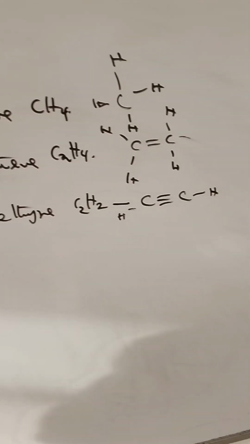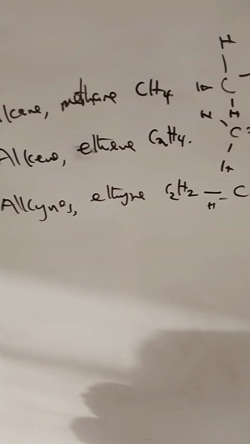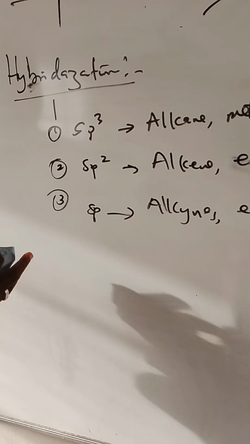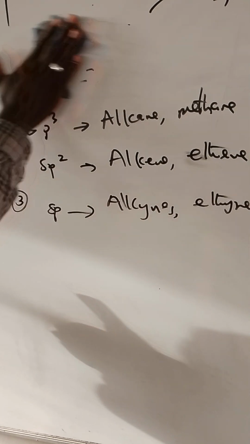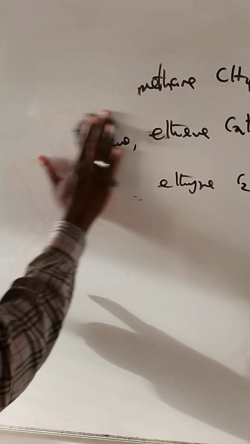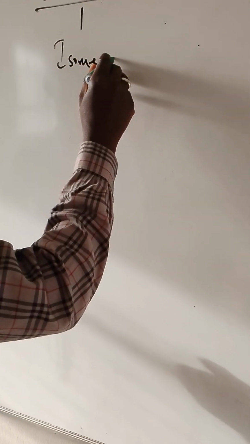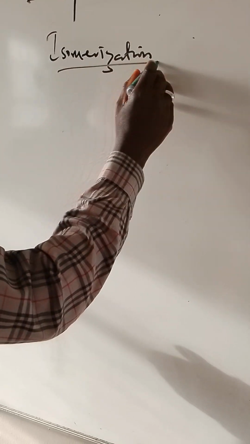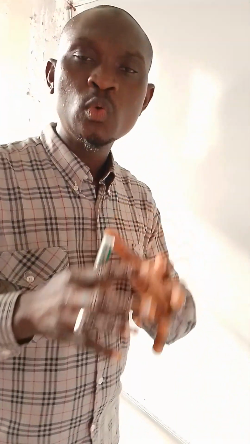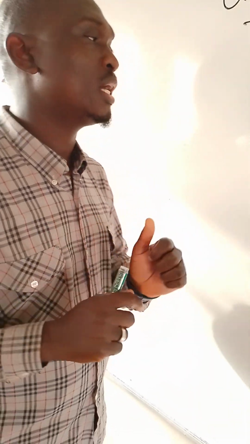So that leads us to what we refer to as isomerization. Isomerization is defined as a phenomenon where compounds have the same molecular formula but different structural formula, as the case may be.